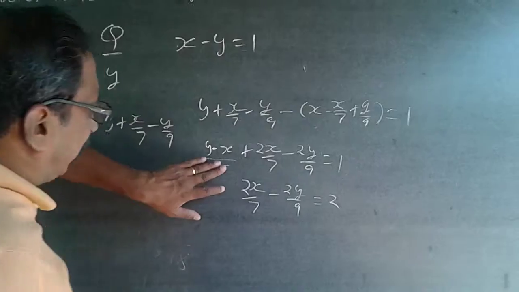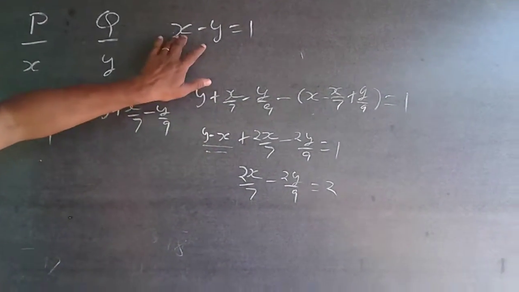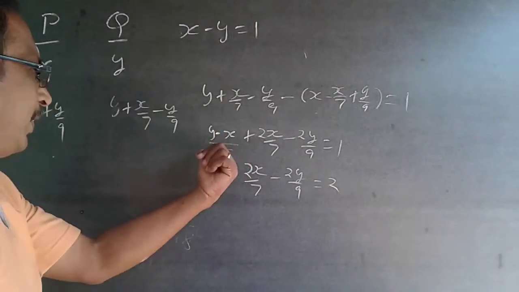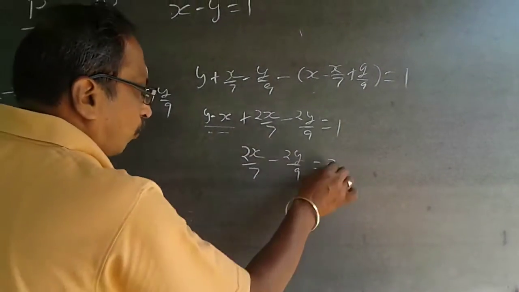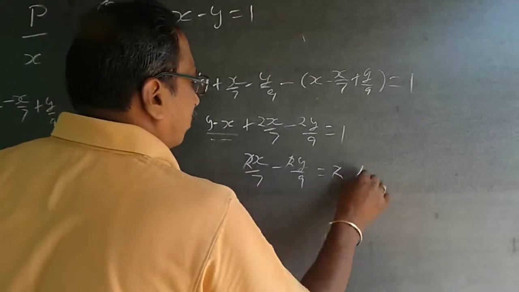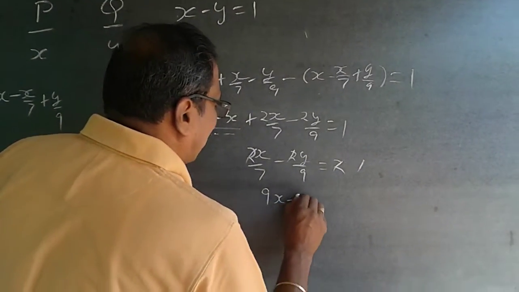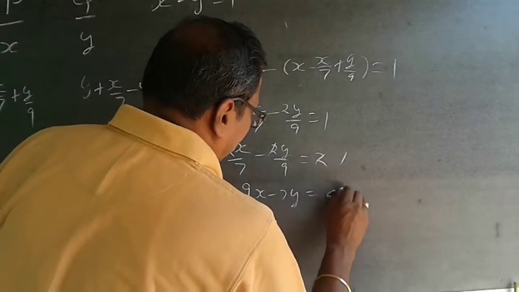The reason is, I am taking this Y minus X. See, if X minus Y is 1, then Y minus X will be minus 1. If I take it that side, it will become 1 plus 1, 2. Now this 2 will get cancelled out. 9X minus 7Y will be equal to 63.